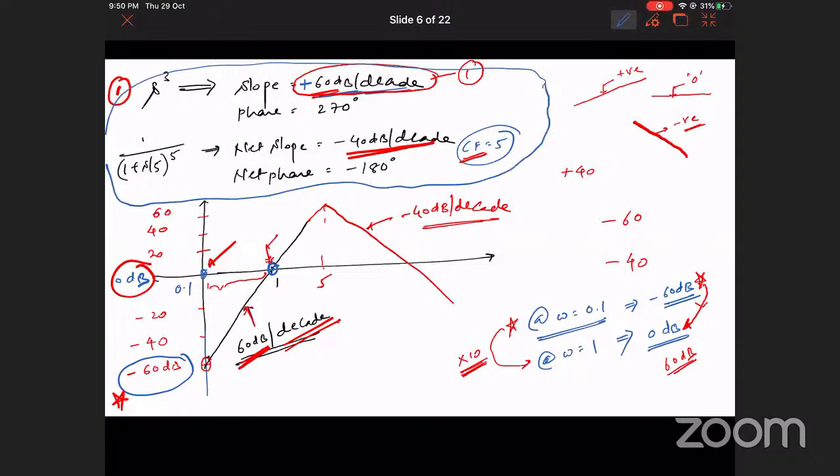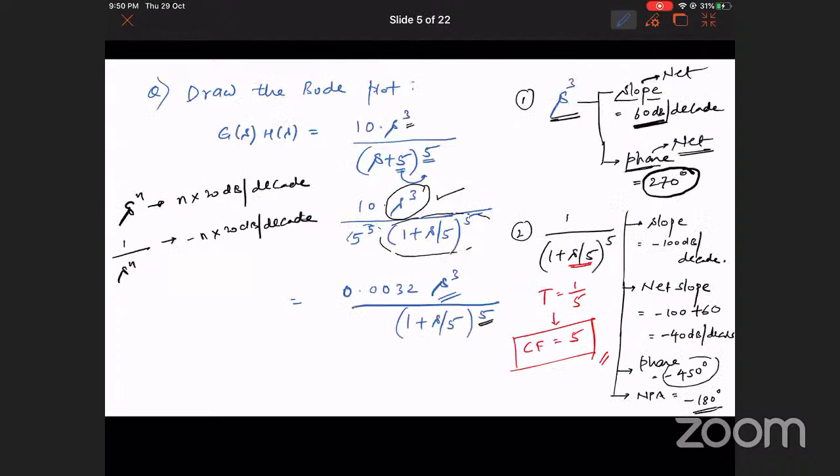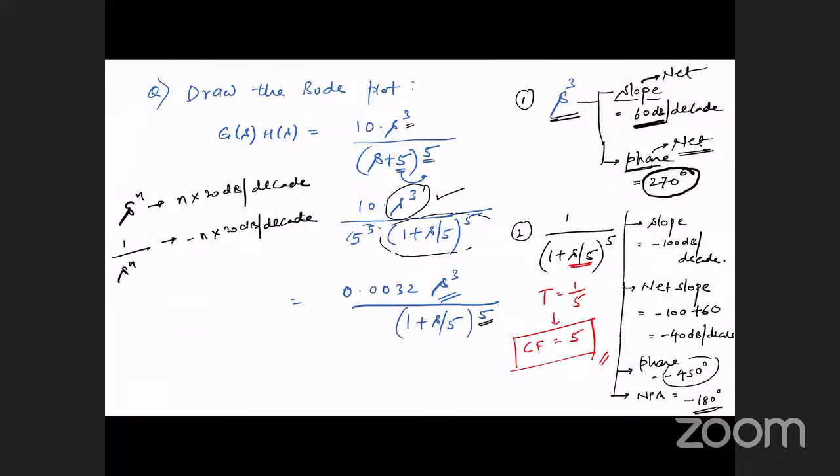I did not assume the value of K. Where is K, guys? K is something called the system gain. Look at this problem. This is the value of K, guys. So far, I haven't considered this value of K, which is 0.0032. When you ignore K, you by default consider K equal to 1.